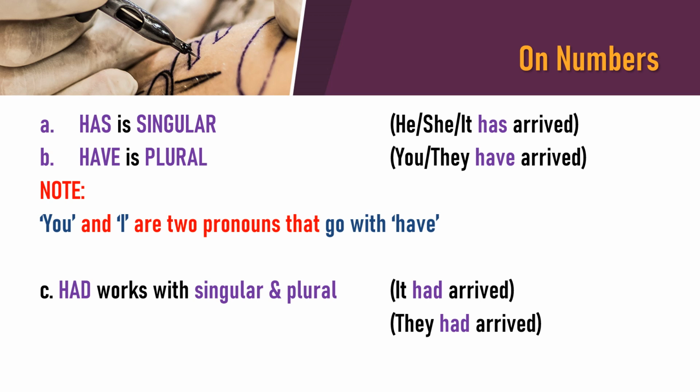Okay? However, what about I? You can't say "I has arrived." No, it's wrong. Now, why is it wrong? Because the English man says so. There is no rule whatever to justify why I must go with have.